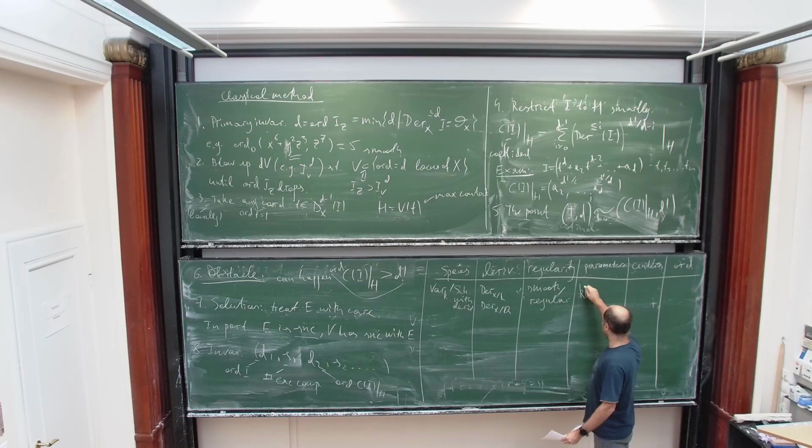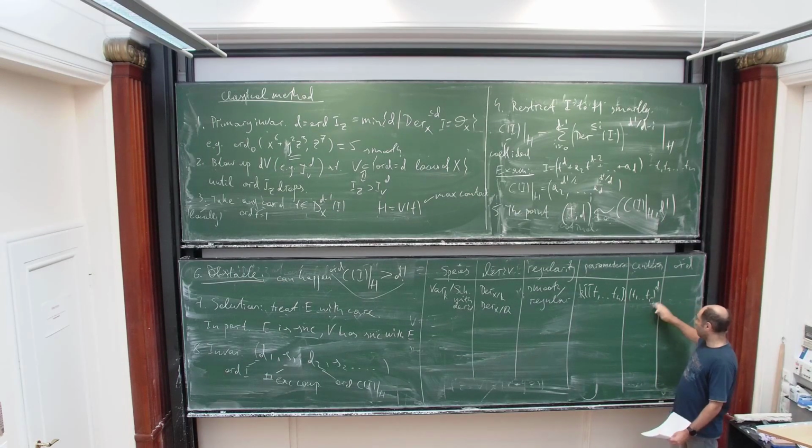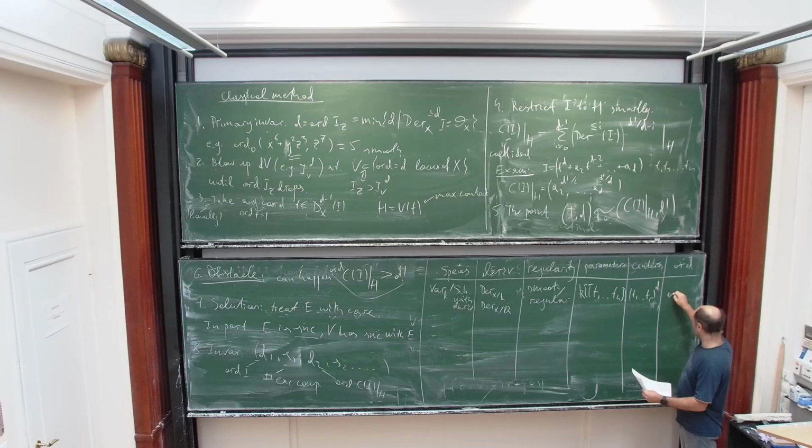Parameters, well, locally, our thing looks like k[t1,...,tn]. Centers are just (t1,...,tr) to the power d. Locally, you can always choose your parameters in such a way. And the order is just this d. Okay?